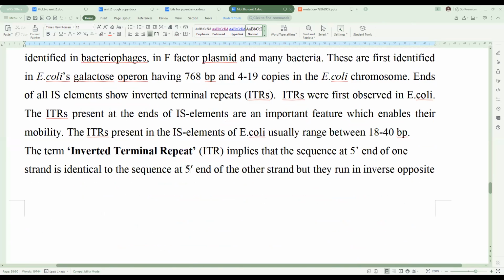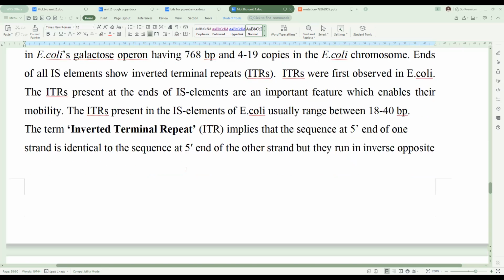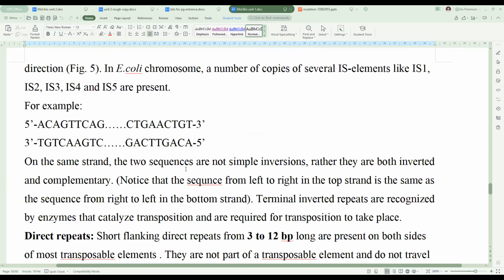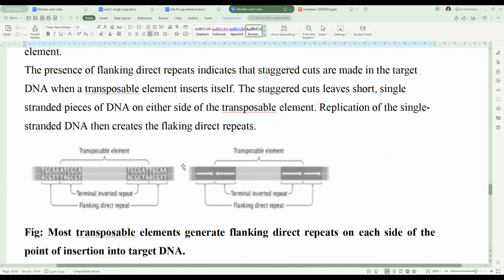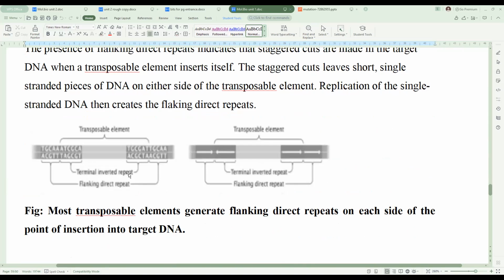Here I'll show you the structure. I hope this is clear. This figure is clear for you? This is an insertion sequence. No answer from anybody? Is this clear? Yes, ma'am. Okay, fine. So just to see the structure here: terminal inverted repeats and flanking direct repeats. There are two terms. Terminal inverted repeats. So actually the sequence which is jumping is this much.